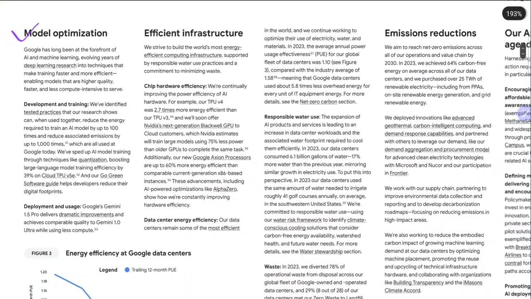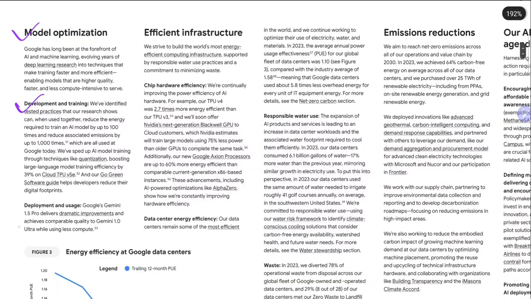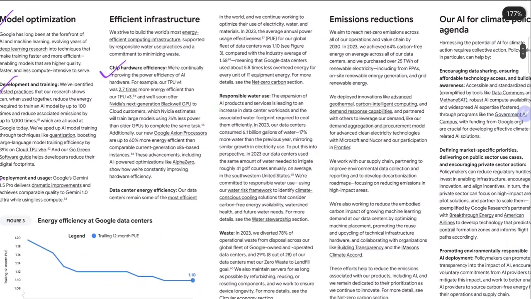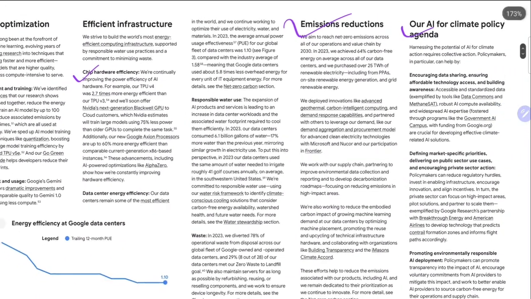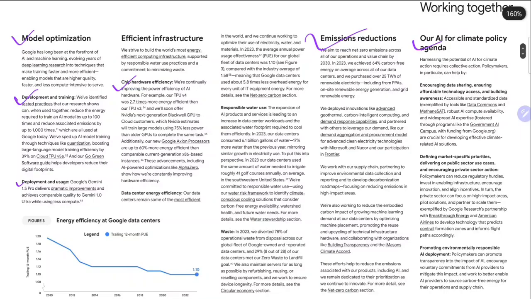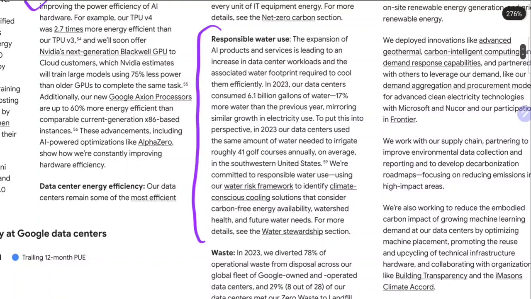There are certain other initiatives like development and training, deployment and usage, hardware efficiency, responsible water use, emission reduction program, use of AI for climate policy agenda. So these are certain pieces of information which have been highlighted by the organization. For example, we say responsible water use. What is written here? We see how AI can be utilized in this.